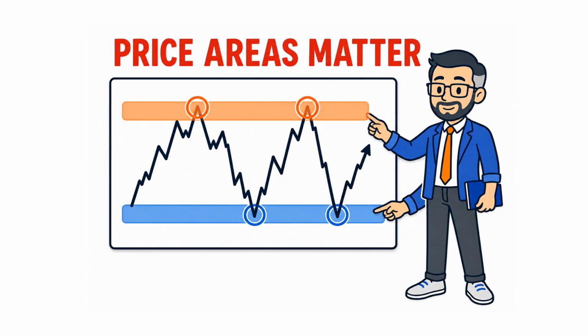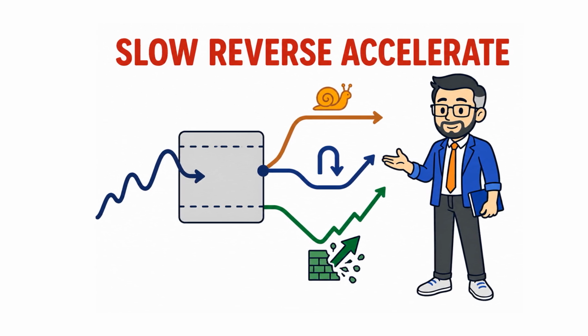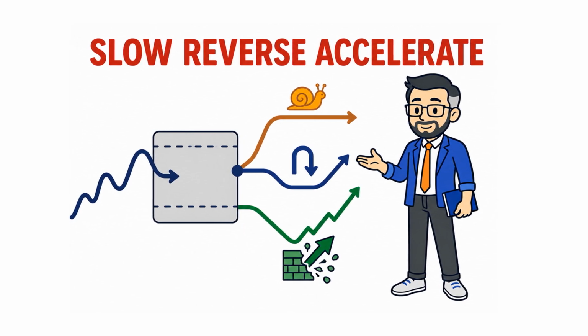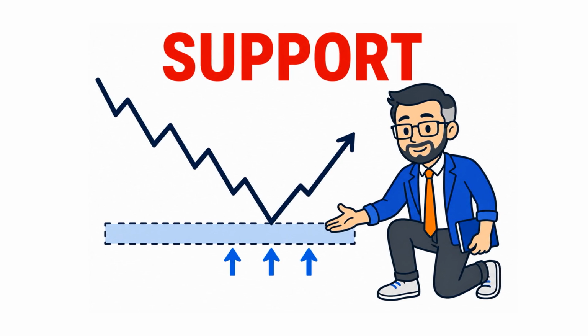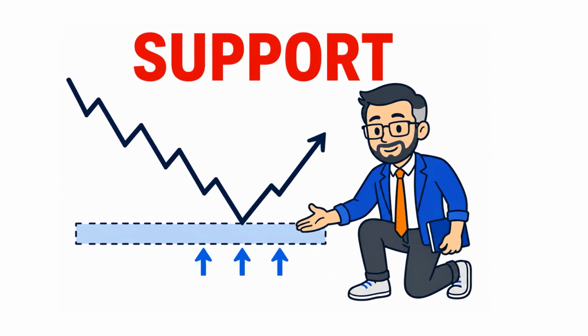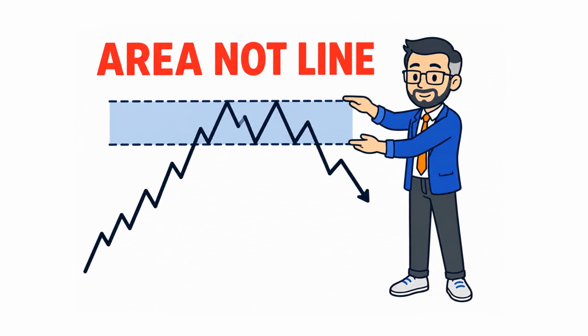Why do traders care so much about certain price areas on a chart? Because price often slows down, reverses, or accelerates around levels where buyers and sellers have reacted before. That is the basic idea behind support and resistance. Support is an area where buying interest may appear and slow a decline. Resistance is an area where selling interest may appear and slow an advance.